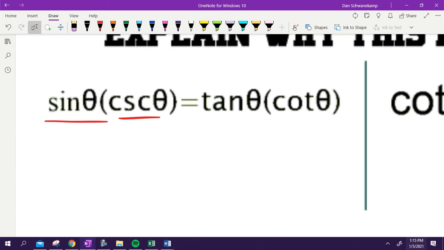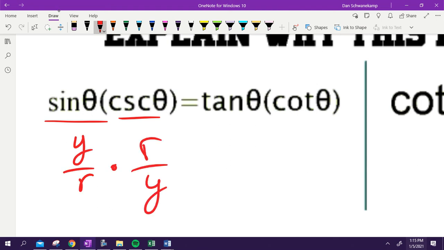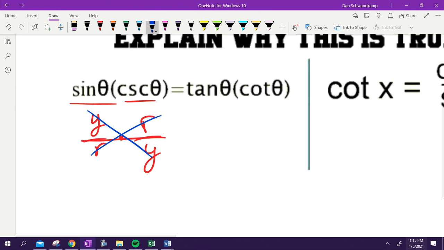I don't suggest that you ever use x, y, and r after the intro, but let's use it right now. What is sine in terms of x, y, and r? Sine is y over r. Cosecant is r over y. We're multiplying. It's one big old fraction bar. We could cancel. r times r, that's going to cancel. y times y, that's going to cancel. When things cancel, when you multiply, what is that going to leave me with? 1. That's important to make sure you understand that.